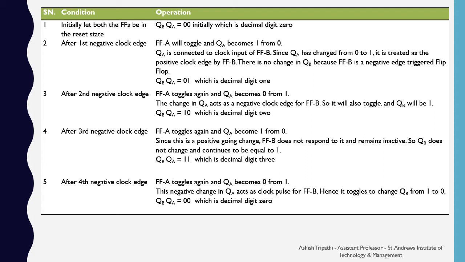So this is a 2-bit counter, hence it counts from the value 0 to the value 3, that is 0 1 2 3. There are 4 outputs, and after giving the 4 outputs, it again resets back to the 0 condition.